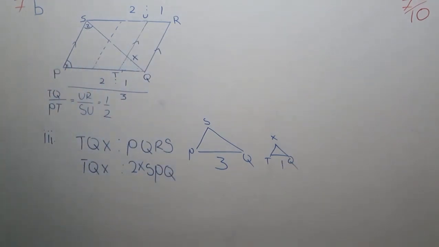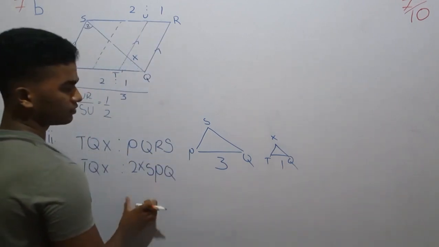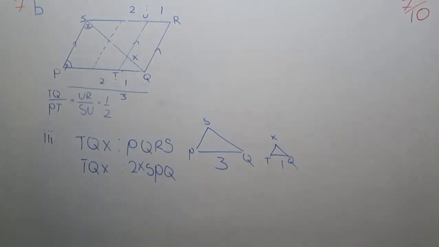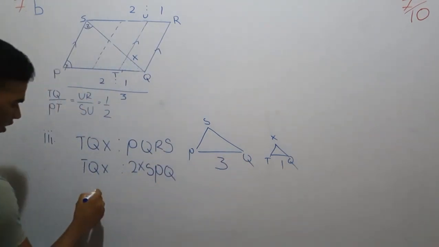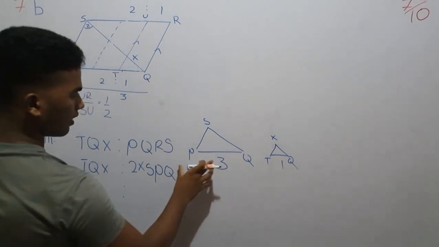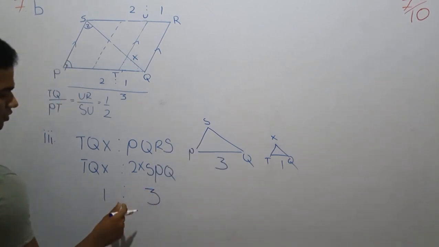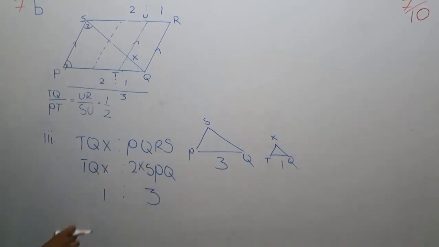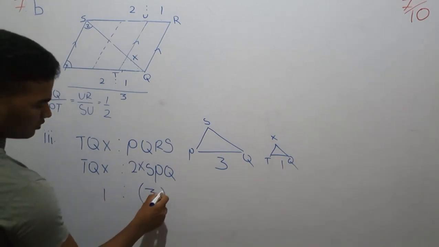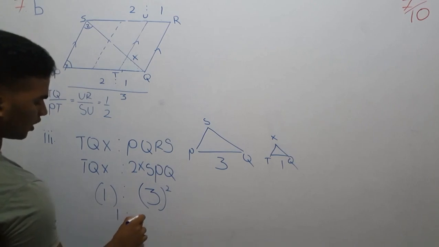And so we can use that 1 ratio, which is enough to calculate the area since we are squaring it. So TQX is 1 and PQS is 3. For the moment, omit this 2 and square both sides. So we are getting 1 is to 9.